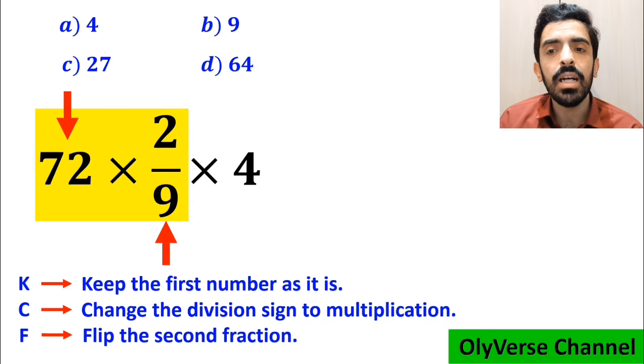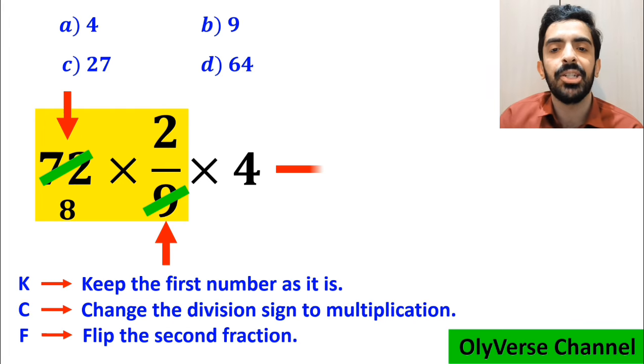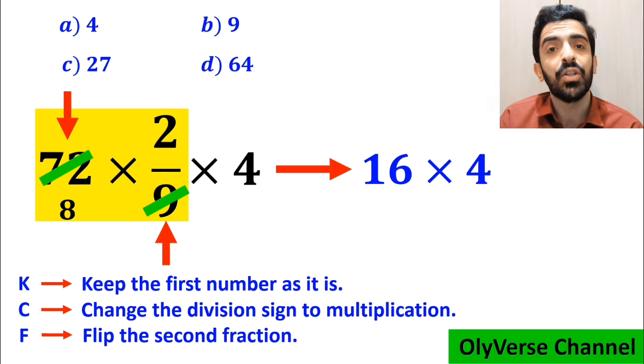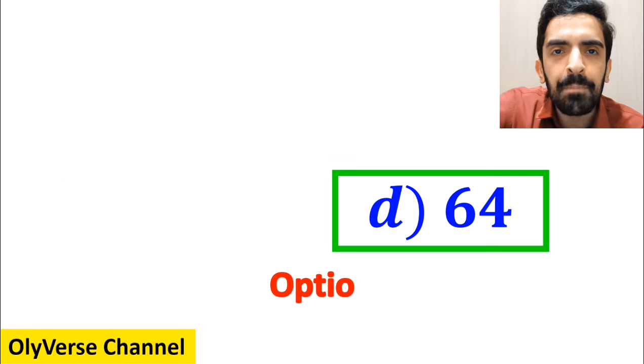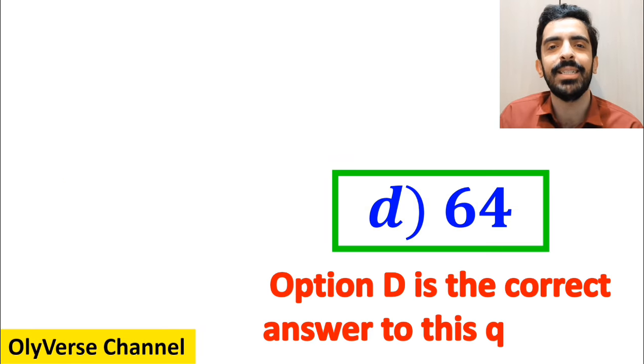Alright, as you can see on the screen, the number 72 simplifies with the 9 in the denominator, and this expression simplifies to 16 multiplied by 4, which finally gives us the answer 64. Therefore, option D is the correct answer to this question.